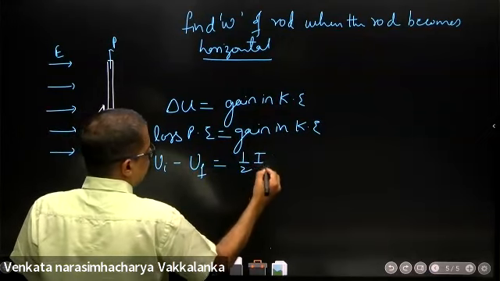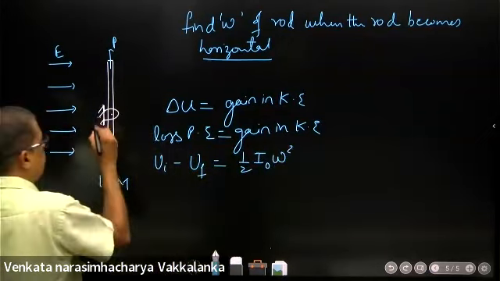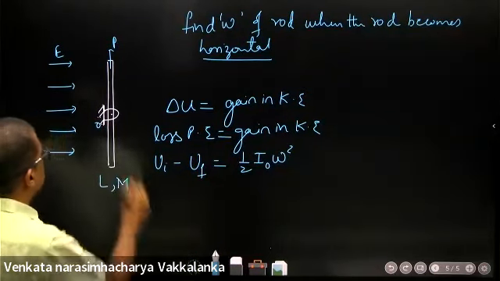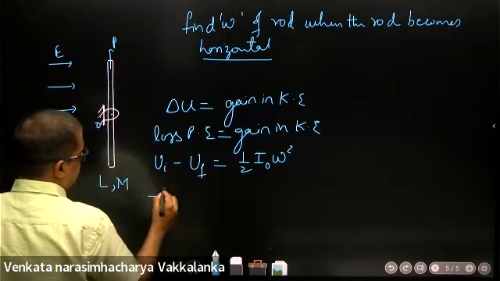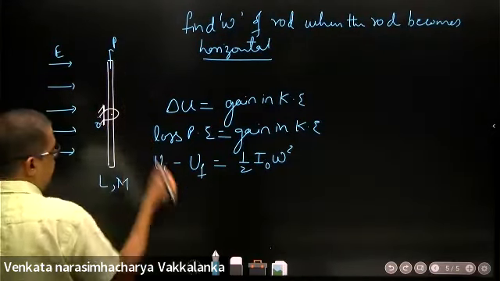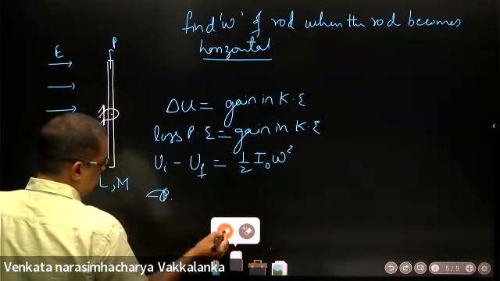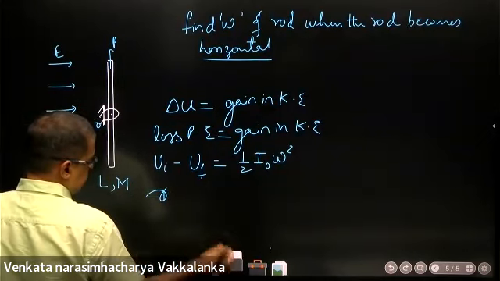Half I about O into omega square. About this it will be O. U initial minus P dot E. P and E are perpendicular. So I will not waste my time for this.